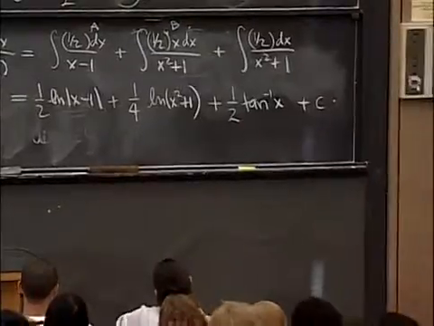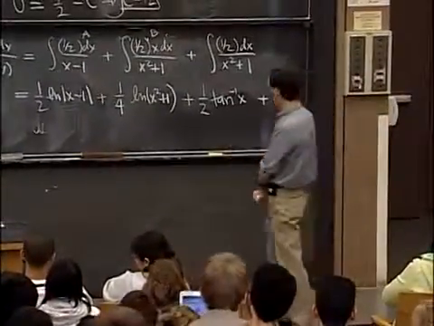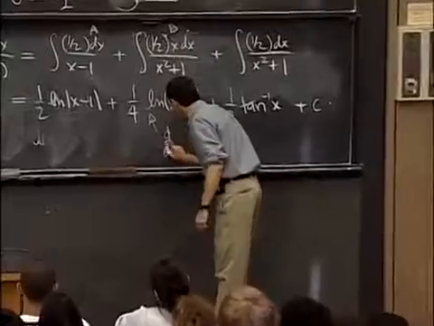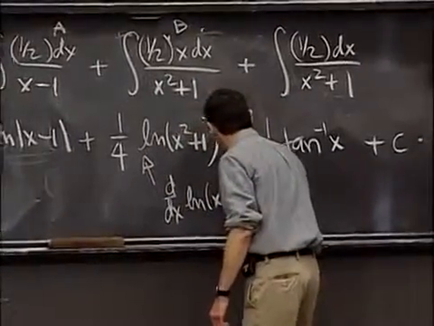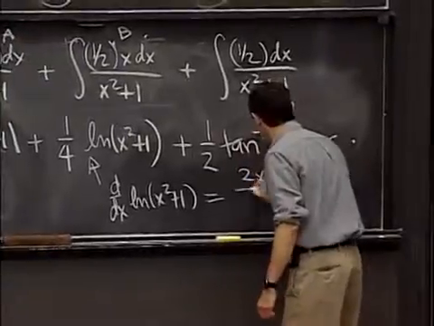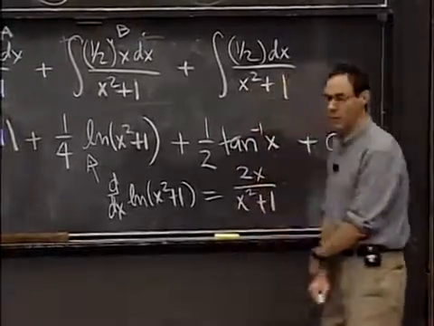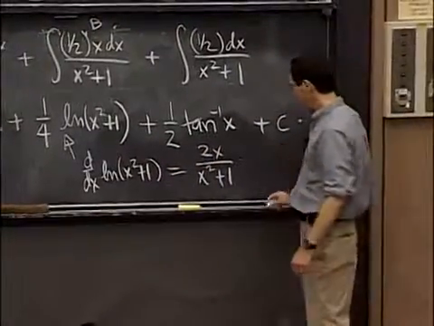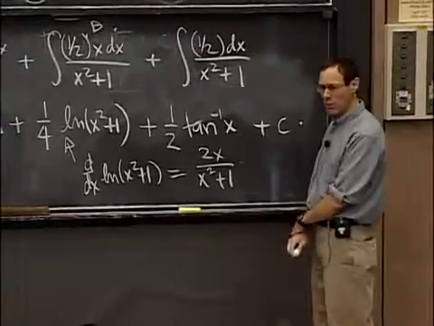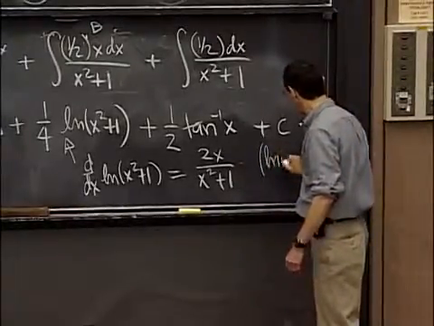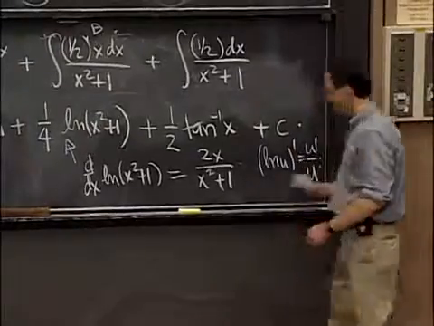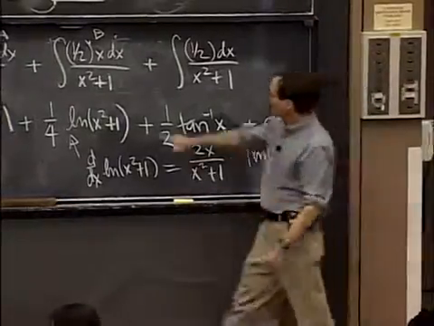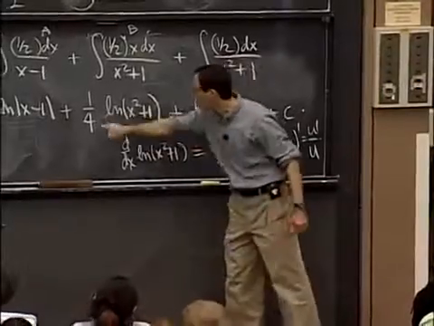All right? Why did I go to a quarter? Because in disguise, for this guy, I was thinking d by dx of natural log of x squared plus 1 is 2x over x squared plus 1, because it's the derivative of this divided by itself. This is the derivative of log u is u prime over u. That was what I applied. And what I had was a half, so I need a total of a quarter to cancel. So 2/4 is 1/2.